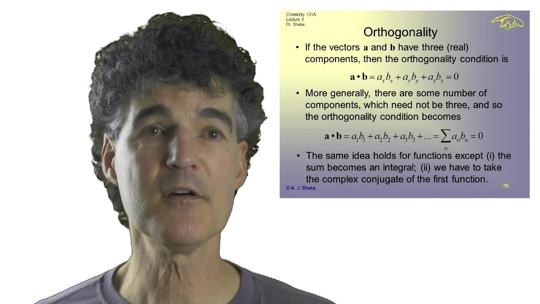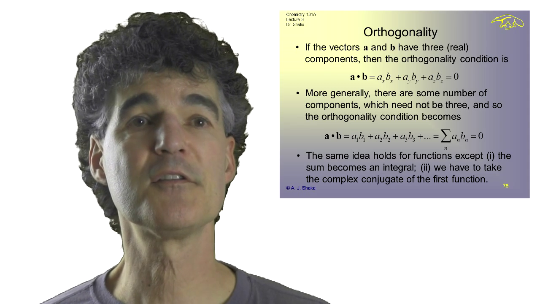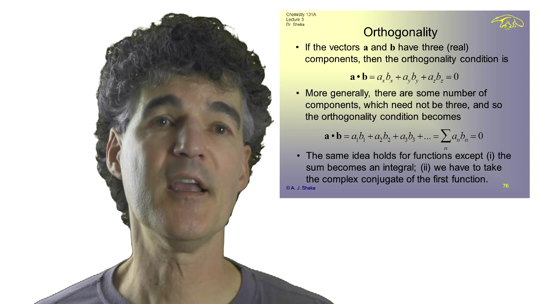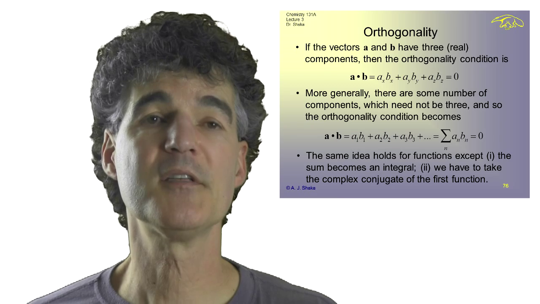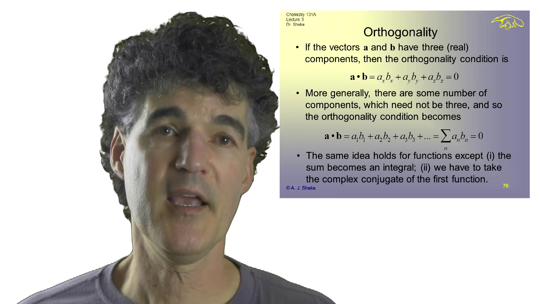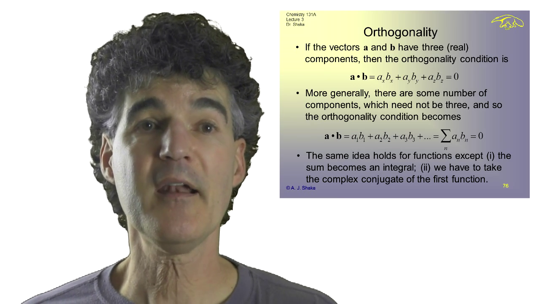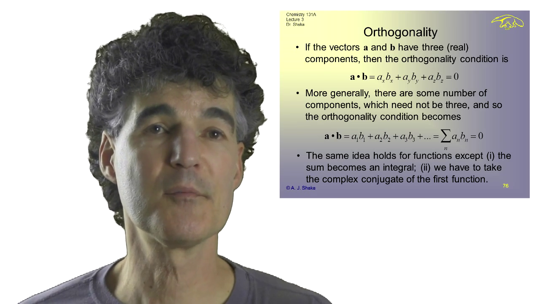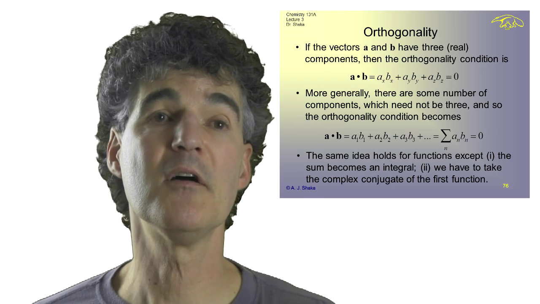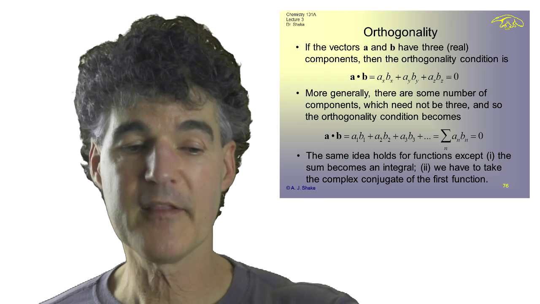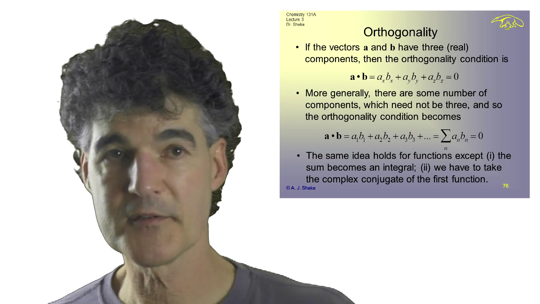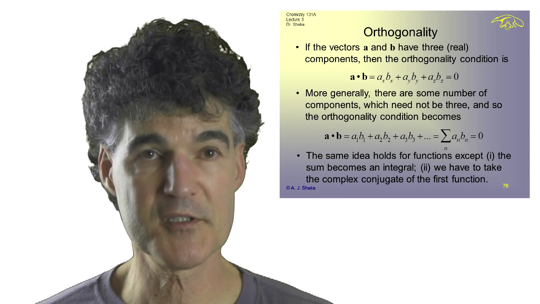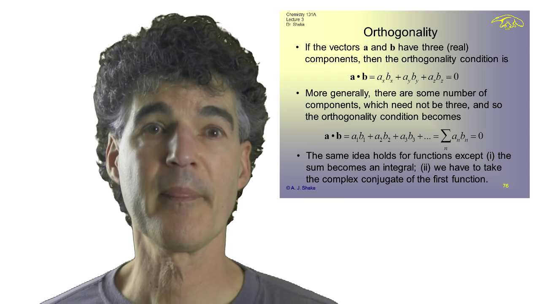So for three real components, let's say two vectors in 3D space, I just take ax bx plus ay by plus az bz, and if that sum comes to zero, doesn't matter what the individual terms are, if that sum comes to zero, that means that the vector a and the vector b are at right angles to each other. And that's much, much easier to compute.